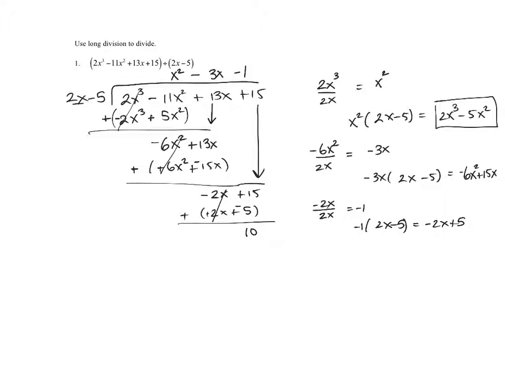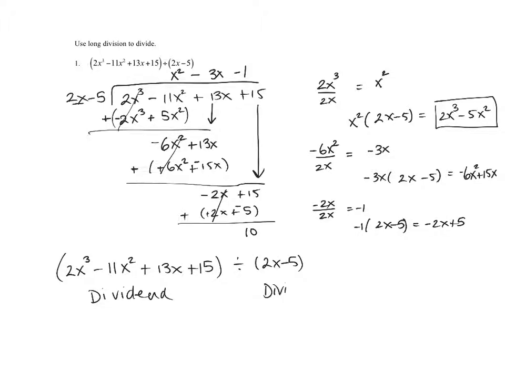So if we take 2x cubed minus 11x squared plus 13x plus 15, that's our dividend, and you divide it by 2x minus 5, that's our divisor, what you get is a quotient of x squared minus 3x minus 1, with a remainder of 10. And usually the way we write that remainder is as a fraction. So we would take plus 10 over 2x minus 5. This 10, that's the remainder. And there you have it.